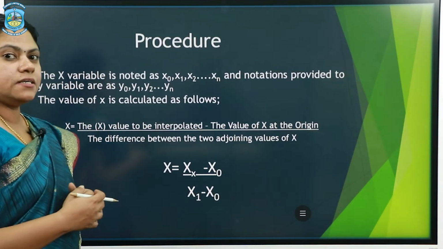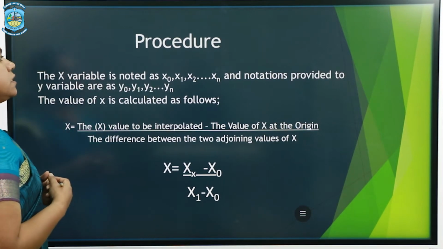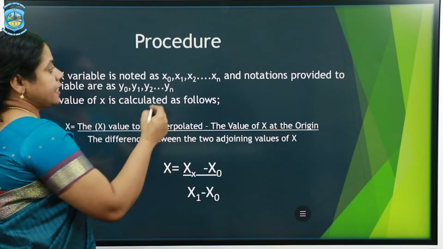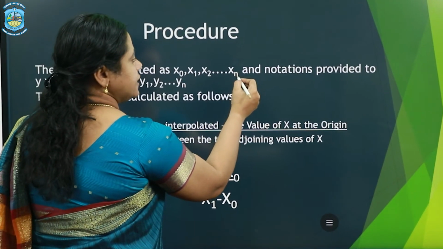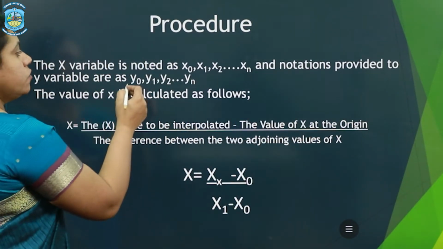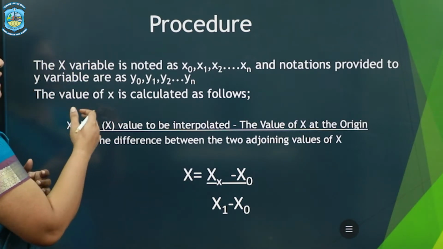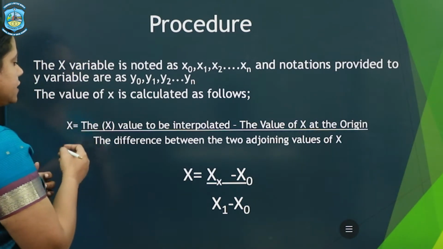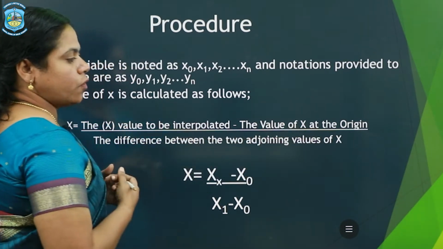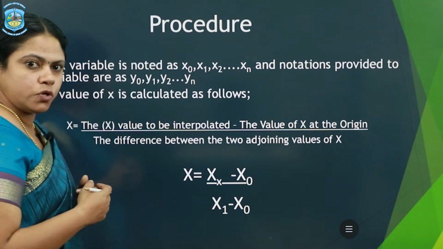Now let's see the procedure for calculating with Newton's advancing difference formula. The x variable is denoted as x0, x1, x2, x3, etc., xn, and the notations provided to the y variable are y0, y1, y2, etc., till yn. The value of x can be calculated using the formula: the value to be interpolated minus the value of x at the origin, divided by the difference between two adjoining values of x.